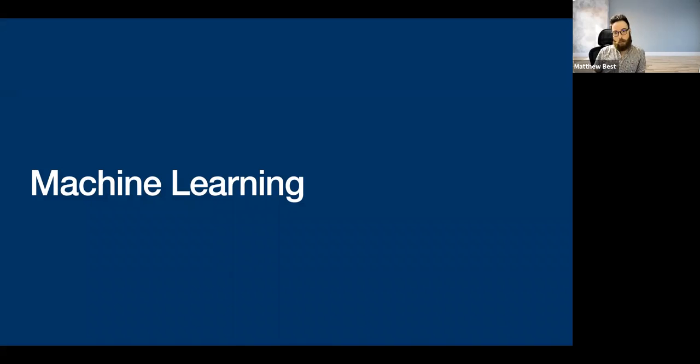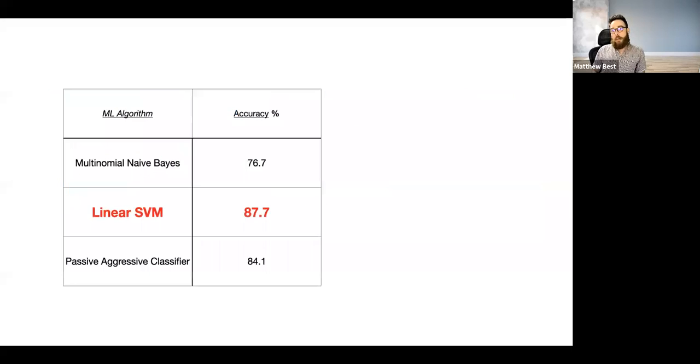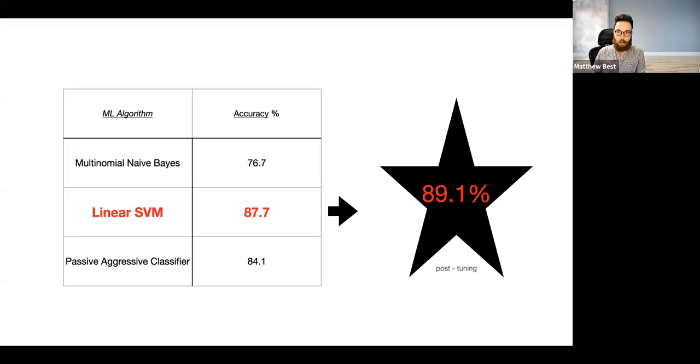The question I set out to answer was, can a bag of words and a TF-IDF approach to NLP detect fake news? 3 algorithms were applied: multinomial naive Bayes, linear SVM, and then a passive aggressive classifier. These were chosen because first, multinomial naive Bayes focuses on frequency. SVM works for high dimensionality data, and a passive aggressive classifier updates as data flows through the algorithm rather than in batches. With a little bit of tuning, I was able to improve the performance of SVM to 89%.